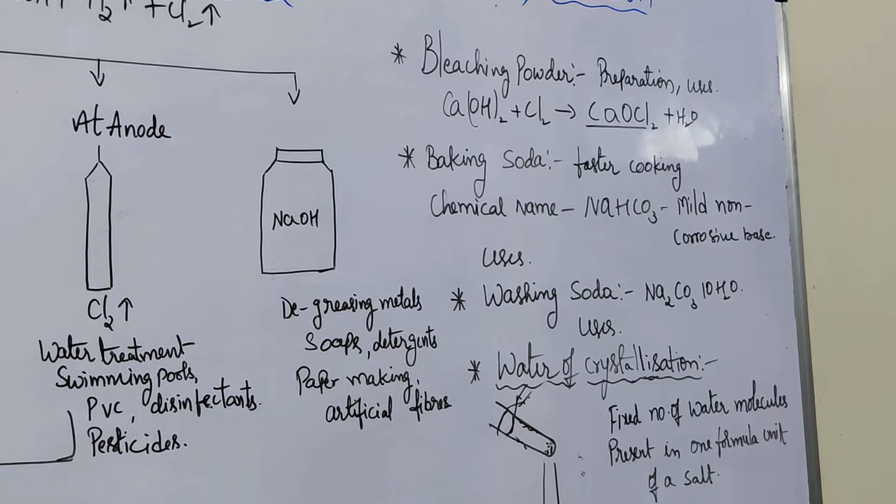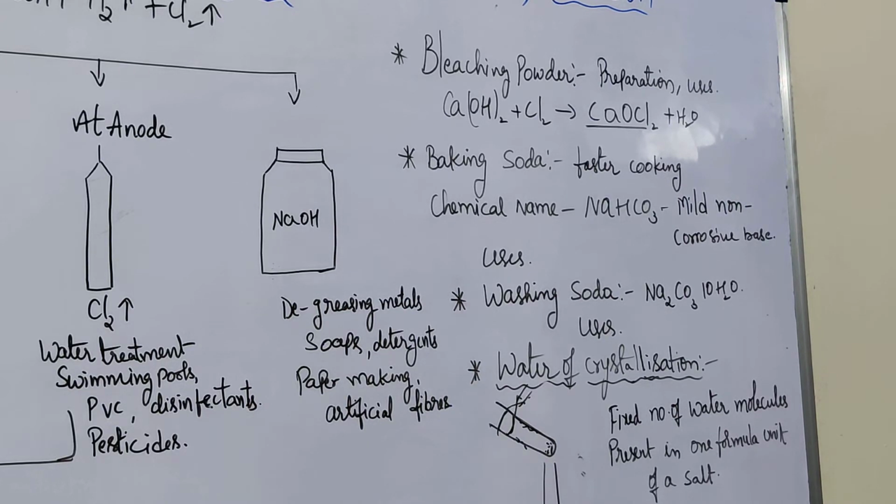What is the formula for bleaching powder? Important question: CaOCl2. And what are the uses? It is used in the bleaching of cotton and linen in the textile industry, for bleaching wood pulp in the paper industry, and in laundry. It is used for disinfecting drinking water to make it free of germs, and as a reagent in the preparation of chloroform.